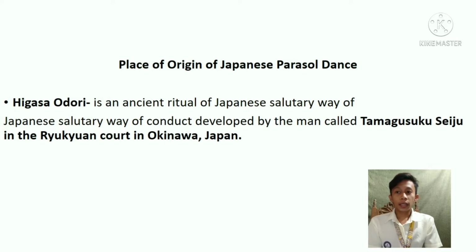It was during the 18th and 19th century that a dance technique called Higasa Odori was developed by a man called Tamagusuko Seiju in the Ryukyuan court in Okinawa in Japan. Using Higasa Odori as a template, this dance style was then created. He created an Ona Odori for a woman with an Okinawan style costume, from her hair to her delicate white tabi. It was a dance meant to evoke the summer season and the happy, carefree feeling of a maiden playing in the fields.